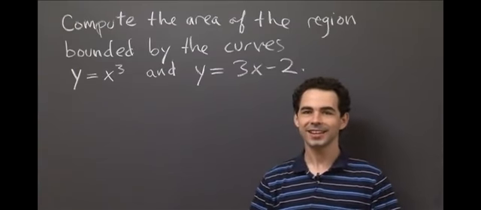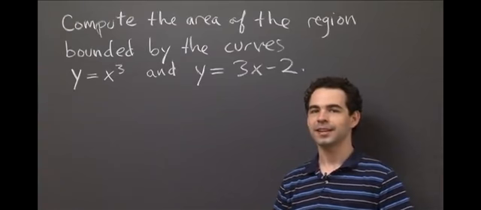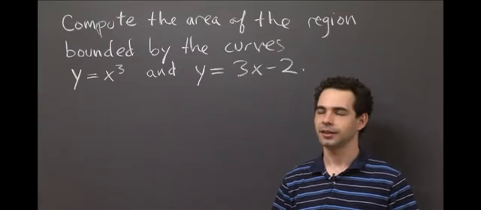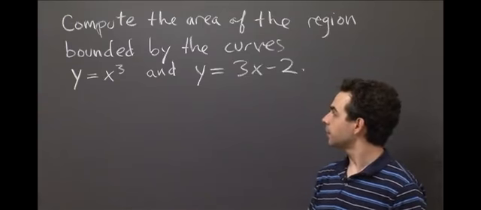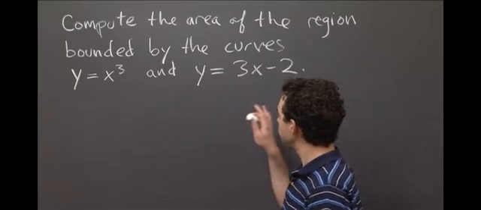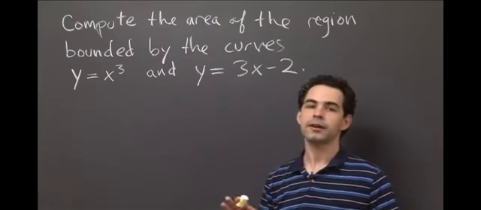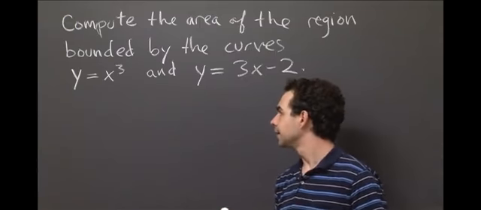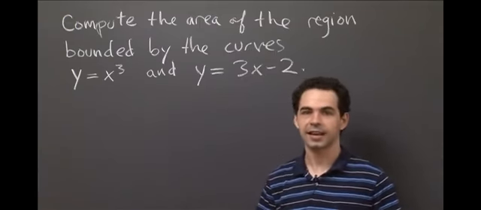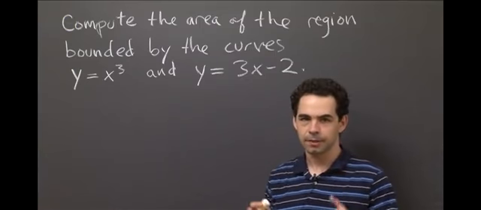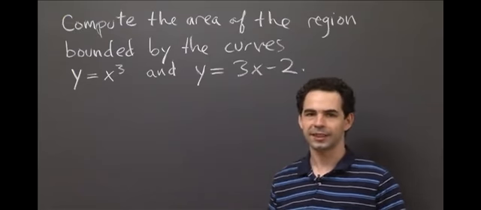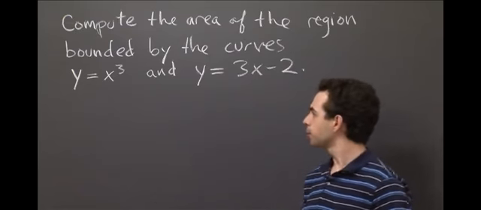All right, welcome back. Hopefully you've had some luck figuring out what this situation looks like and then computing the integral. So let's talk about it for a minute. We have these two curves, and I'm asking about the region bounded by them. Somewhere these curves intersect and they surround some bounded region, and I'm asking you for the area of that region.